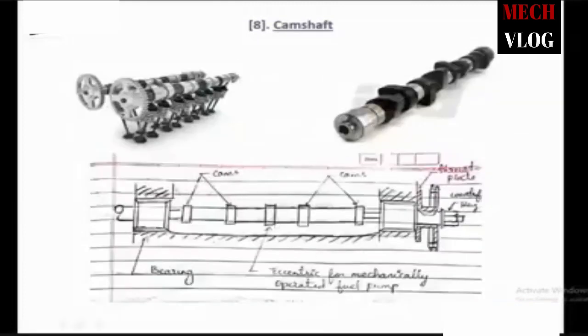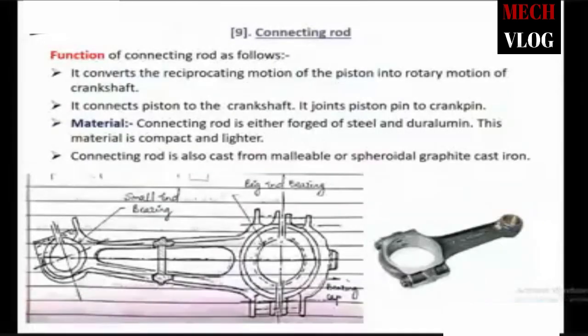As you can see, this is our camshaft figure, a rough sketch. You need to draw it like this. These are cams and this is our bearing. The next important part is the connecting rod. What is the purpose of the connecting rod? It converts the reciprocating movement of the piston into rotary motion of the crankshaft.